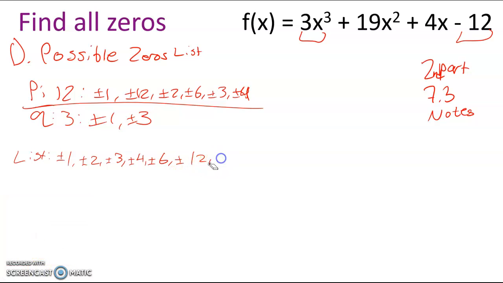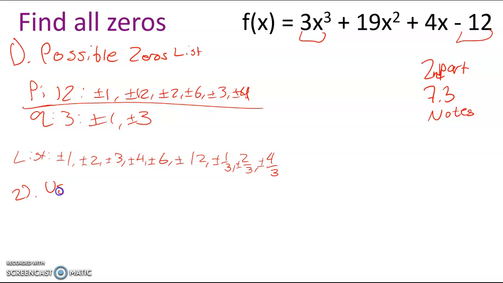Now I divide this all by 3. 1 divided by 3 gives me 1 over 3. 2 over 3 is just plus or minus 2 over 3. 12 divided by 3 is 4, so I don't have to write it. 6 over 3 is 2. 3 over 3 is 1. 4 over 3 is a new number, so 4 over 3. All right, so that's my first step.